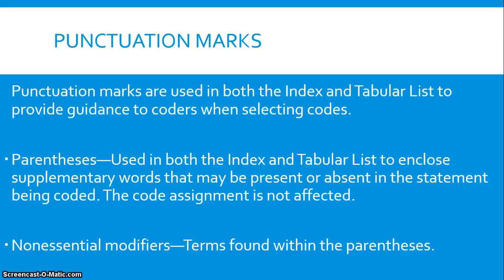Punctuation marks. Punctuation marks are used in both the index and the tabular list to provide guidance to the coders when selecting codes. Parentheses are used in both the index and tabular list to enclose supplementary words that may be present or absent in the statement being coded. The code assignment is not affected by the words that are listed in the parentheses. Non-essential modifiers. These are terms that are found within the parentheses.